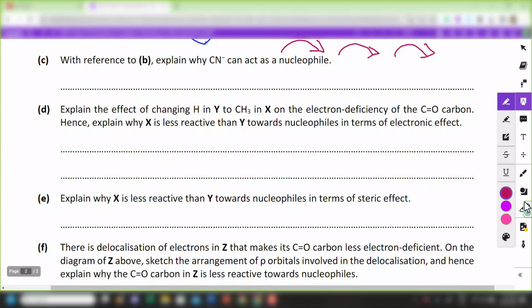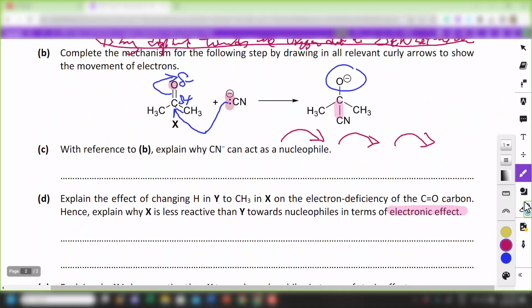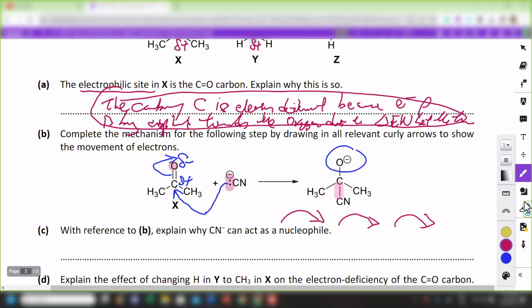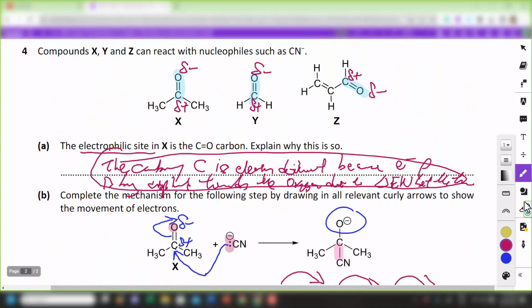This is very important because the highlight here is in terms of electronic effects. Now we need to compare between X and Y. You notice that for X, there are two CH3 over there, and for Y, instead of the CH3, now I have the H's. So what is the difference in the reactivity and why does such a difference exist?